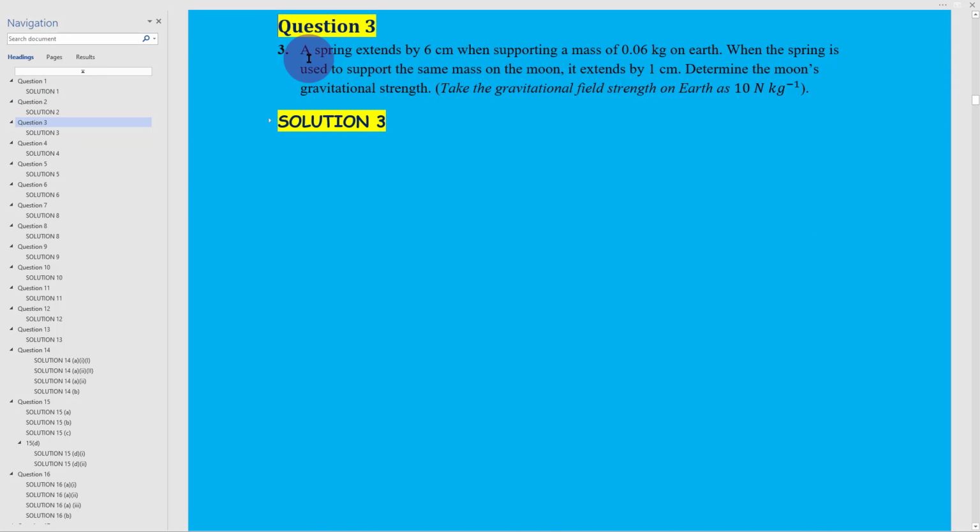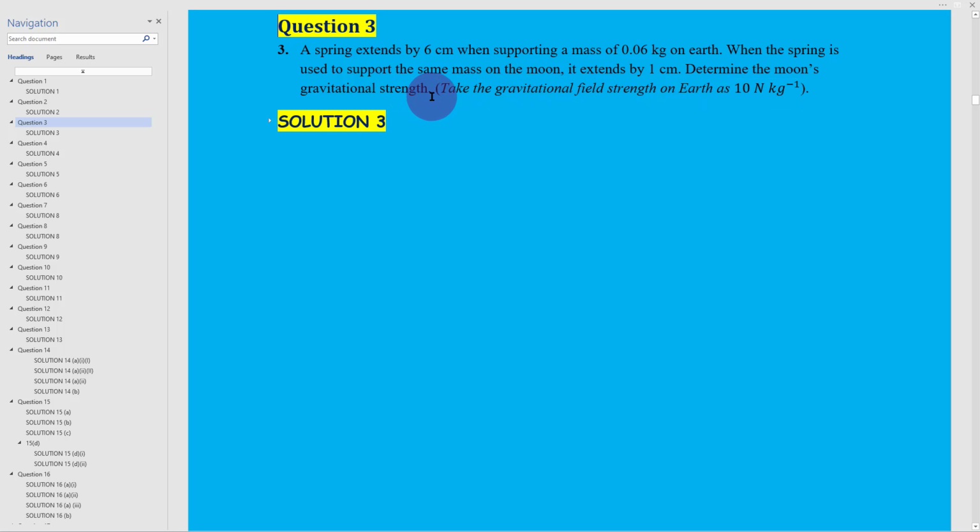In question 3, we are given that a spring extends by 6 centimeters when supporting a mass of 0.06 kilograms on Earth. When the spring is used to support the same mass on the moon, it extends by 1 centimeter. This shows that the weight of this mass on the moon is less because it produces less extension. Determine the moon's gravitational field strength.